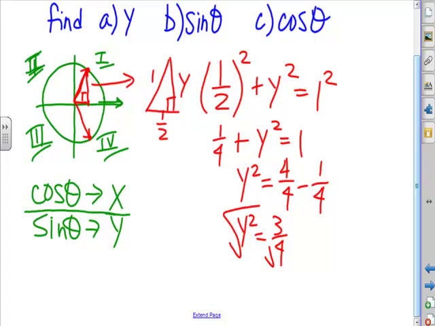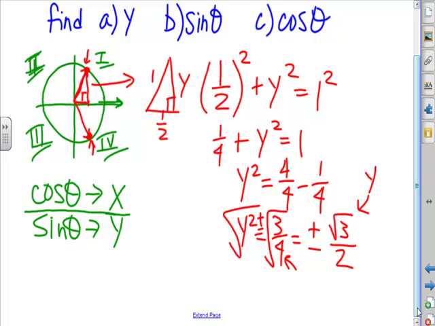I'm going to square root this, which gives me a positive and a negative. So this would be positive or negative radical 3 over the square root of 4, which is 2. Now why is there a positive or a negative? Well, in reality, there could be a positive y value when I'm up here in quadrant 1, and there's a negative y value when I'm down here in quadrant 4. So then this answers part A as far as what is my y value.